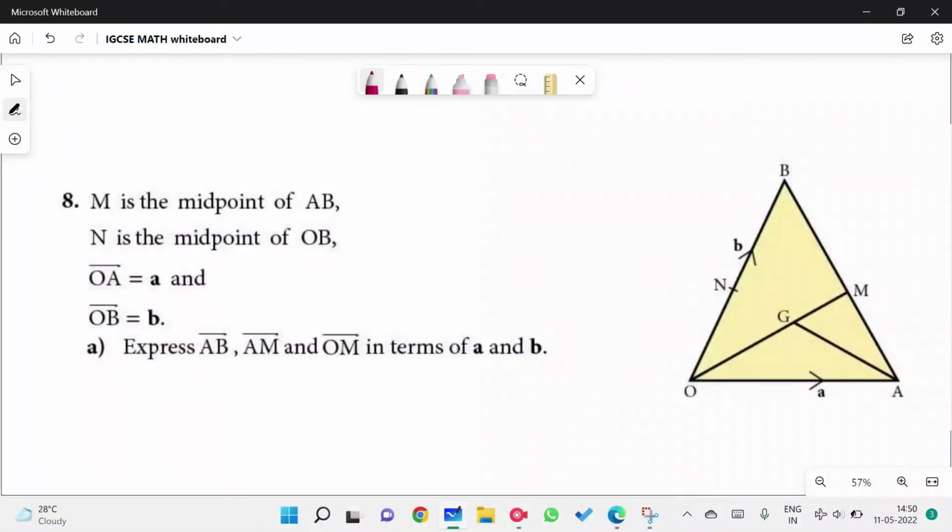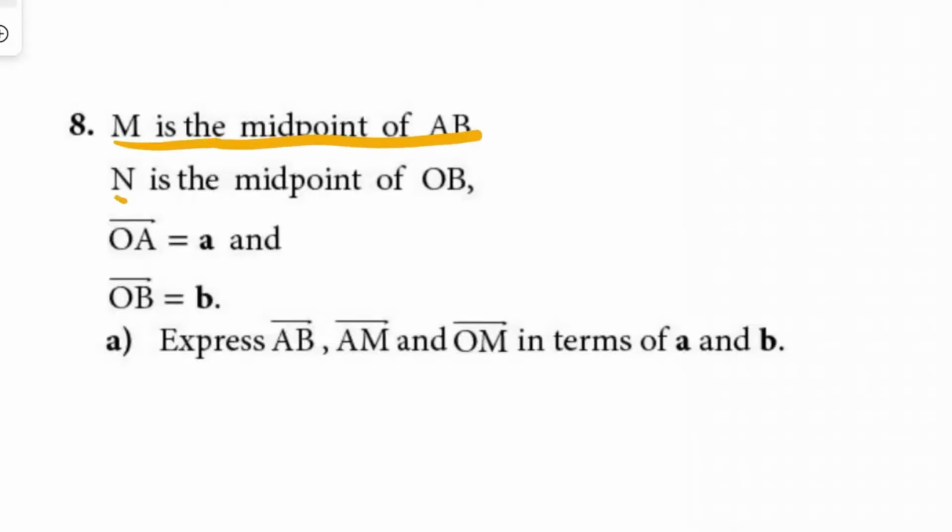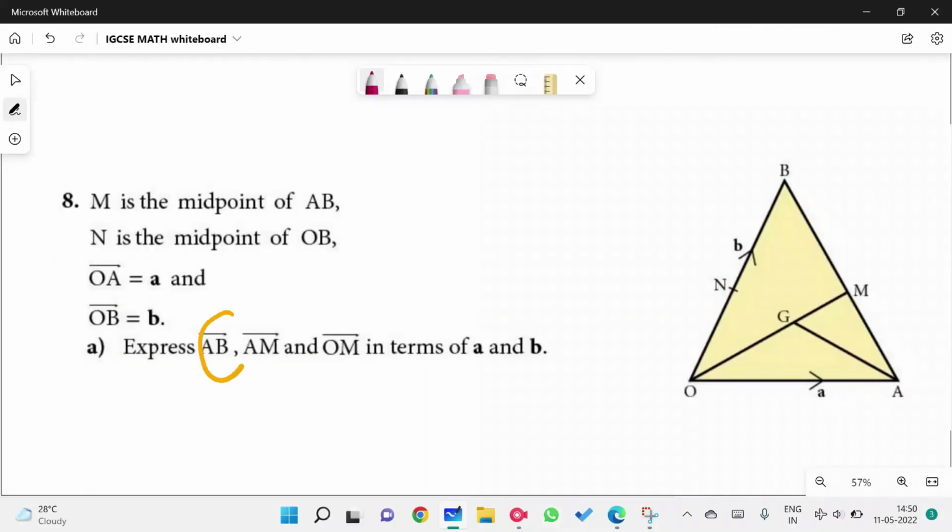Alright, let's look at the example here. M is the midpoint of AB and N is the midpoint of OB. OA bar equal to A and OB bar equal to B. So this is the given information in the question, and using this you're asked to express AB bar, AM bar and OM bar in terms of A and B. So let's start with AB bar first.